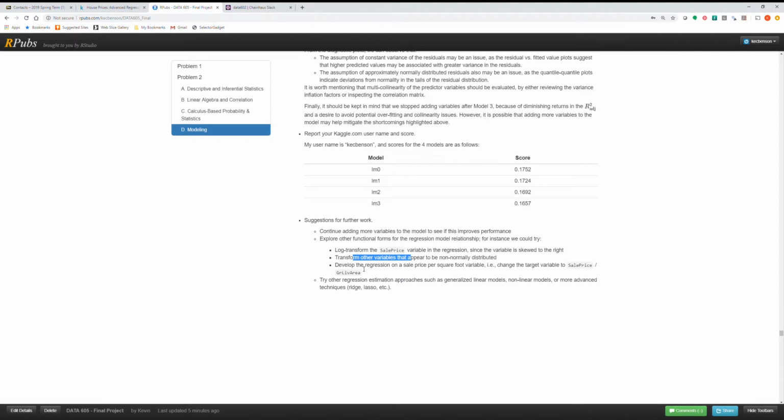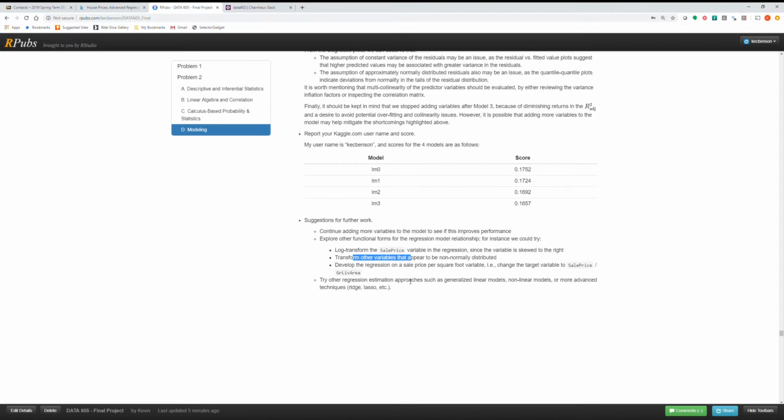And another idea is to do the regression on the sale price per square foot variable, rather than on the sale price variable. In other words, change the target variable to sale price per square foot and then predict that variable before multiplying by the square footage to arrive at the total sale price. Potentially that might achieve better results.